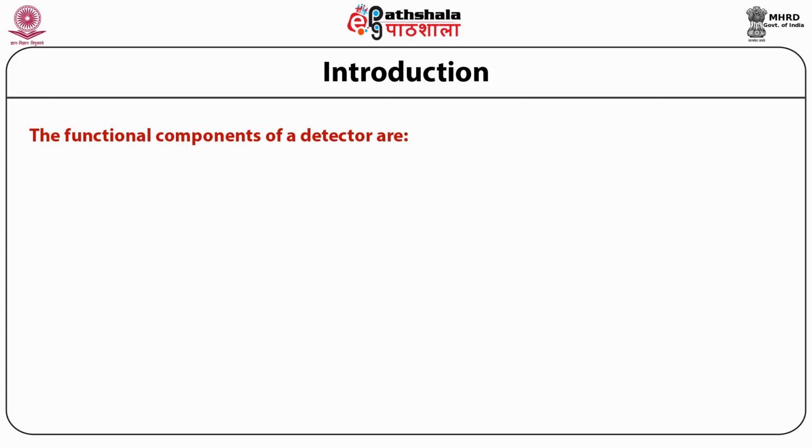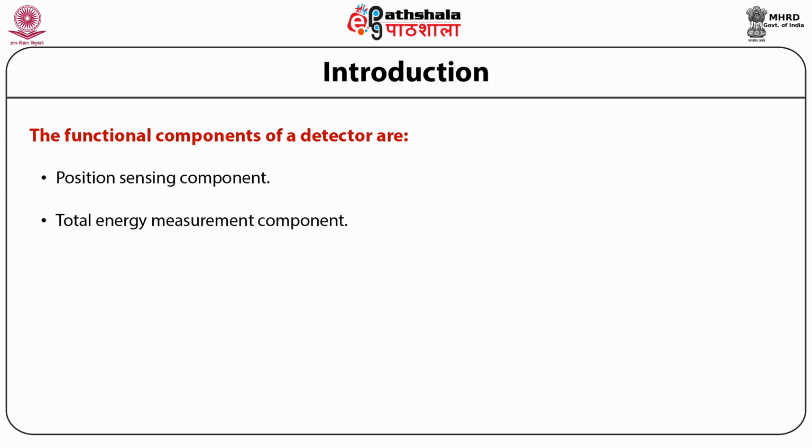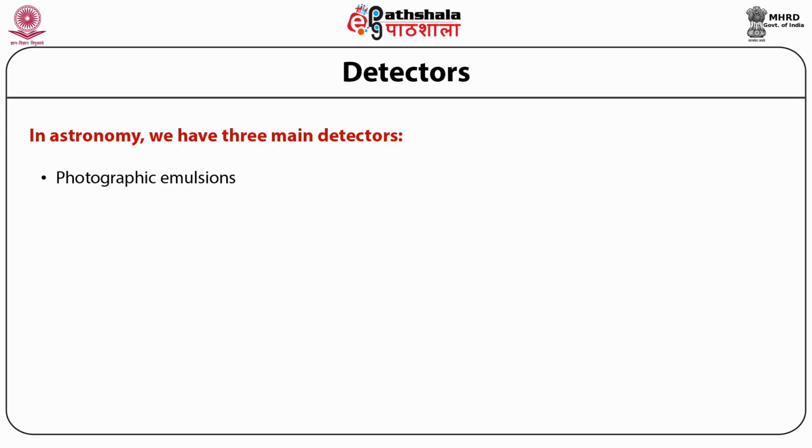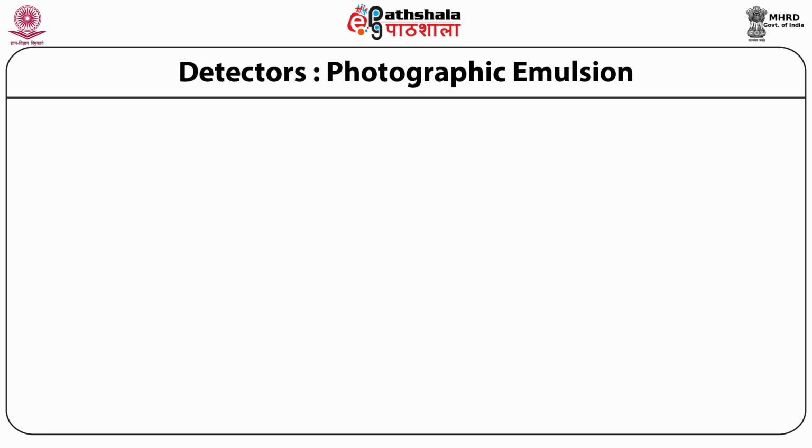The functional components of a detector are the position sensing component, total energy measurement component, timing component, and particle identification component. When we talk about detectors, detectors in astronomy are basically of three types. The main ones are the photographic emulsions, the photomultiplier tubes, and the charge coupled devices, abbreviated as CCDs. Let's talk about the photographic emulsion.